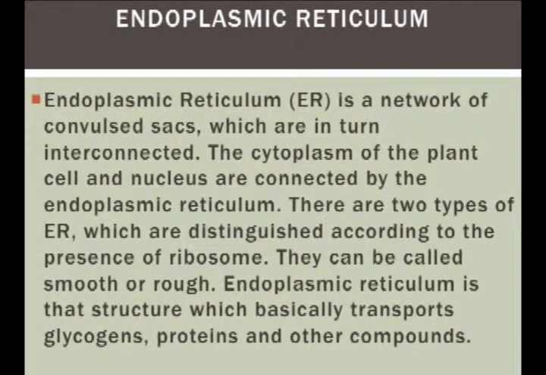Endoplasmic reticulum. The endoplasmic reticulum is a network of convoluted sacs, which are in turn interconnected. The cytoplasm of the plant cell and the nucleus are connected by the endoplasmic reticulum. There are two types of endoplasmic reticulum, which are distinguished according to the presence of ribosomes. They can be called smooth or rough. The endoplasmic reticulum is the structure which basically transports glycogens, proteins, and other compounds.